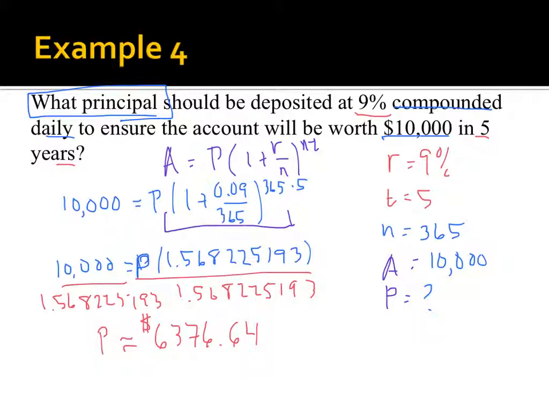Okay, and so the question is, what principal should be deposited? We should deposit $6,376.64. All right, good luck with your homework.